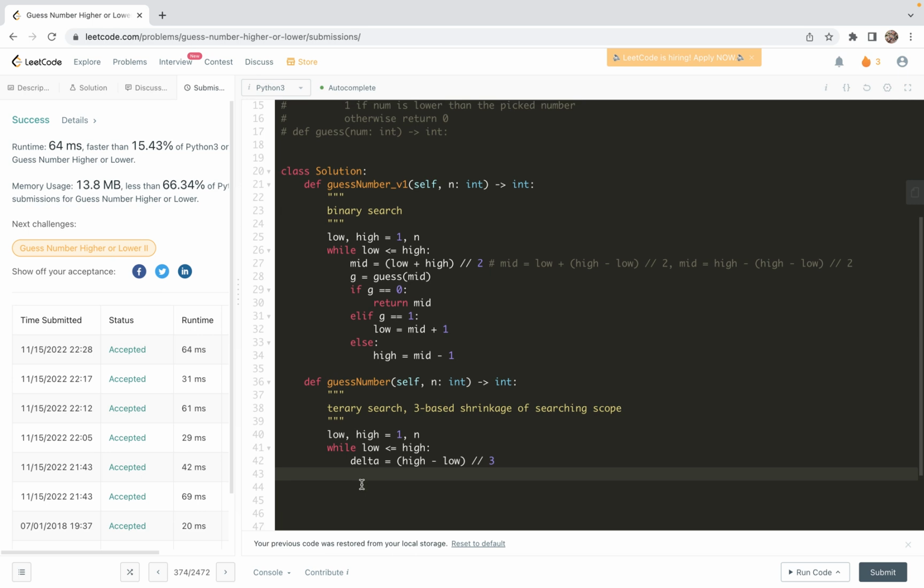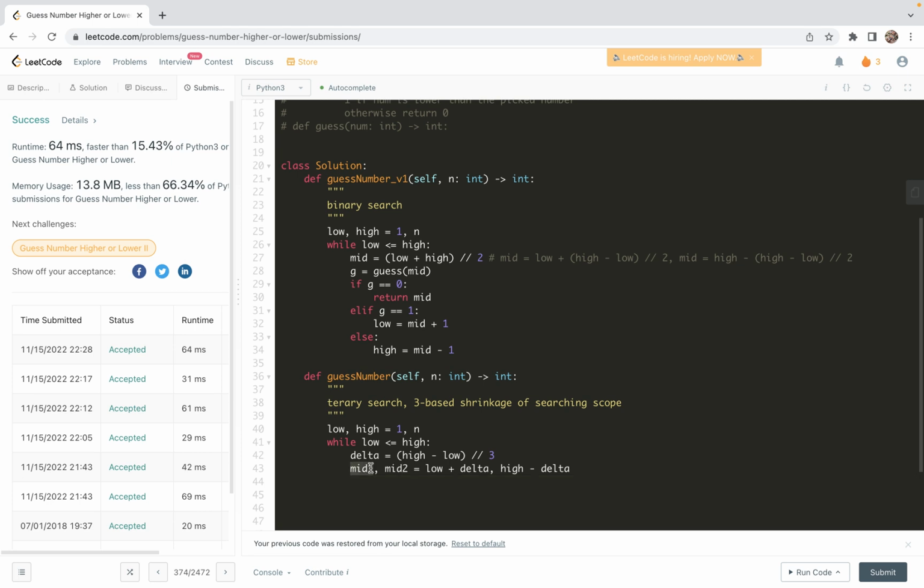So here, first let me introduce mid 1, mid 2. So mid 1 actually equals low plus this delta, right? So we can see that this moves 1 delta. And then mid 2 you can write as low plus 2 delta or high minus 1 delta. So that's the two. You can understand this as two middle points or two thresholds. So notice that mid 2 is no less than mid 1, right? So then let's call this guess API. So guess mid 1 and guess mid 2, right?